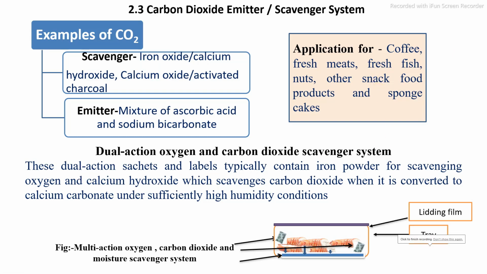Dual acting systems are those in which two or more active additives are used inside the packed product. You can see in this example there are three active ingredients. The first is the oxygen scavenger, the second is the carbon dioxide scavenger, and the third is the moisture absorbing pad. These three additives perform specific functions to maintain a specific atmosphere inside to extend the shelf life of the packed product.